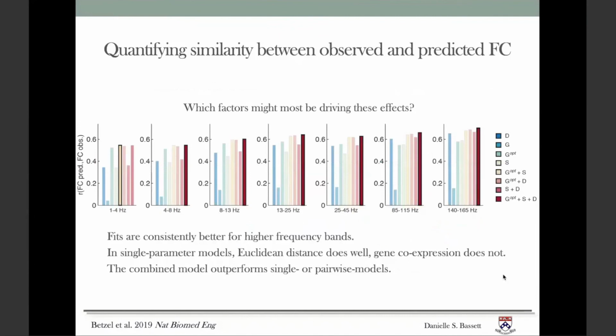All right, so here, let me just walk you through, there's a lot of data here. Here's the correlation on the y-axis between the observed functional connectivity and the predicted functional connectivity.